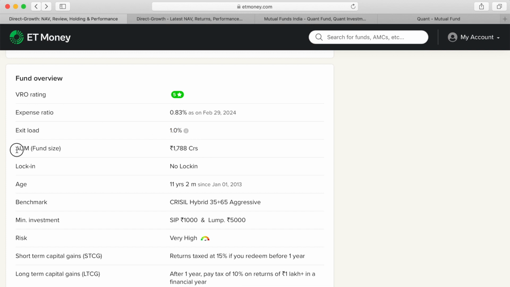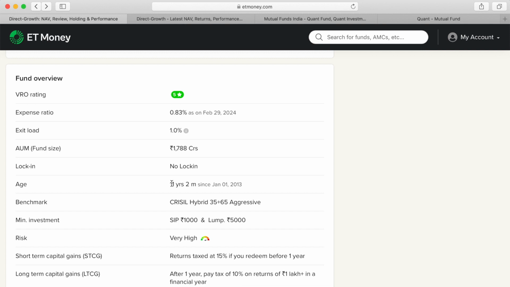The total asset under management is around 1788 crores. There is no lock-in period associated with this fund. It means that you can redeem your money anytime from the time you started investing. For example, ELSS has a lock-in period of 3 years. If you start investing today, you can't redeem your money before the 3 year time frame. So there is no restriction like that in this Quant Absolute Fund.